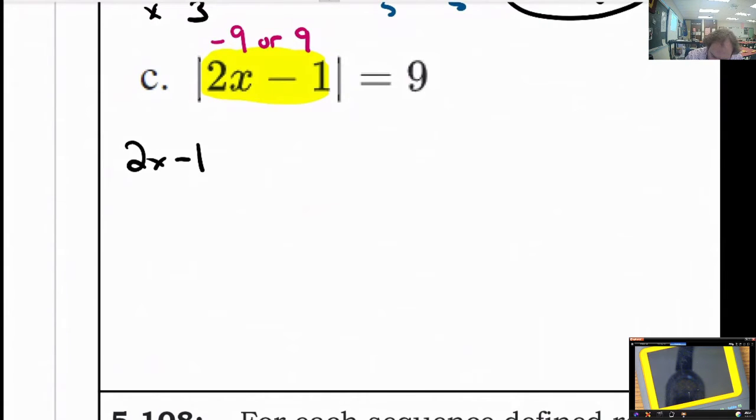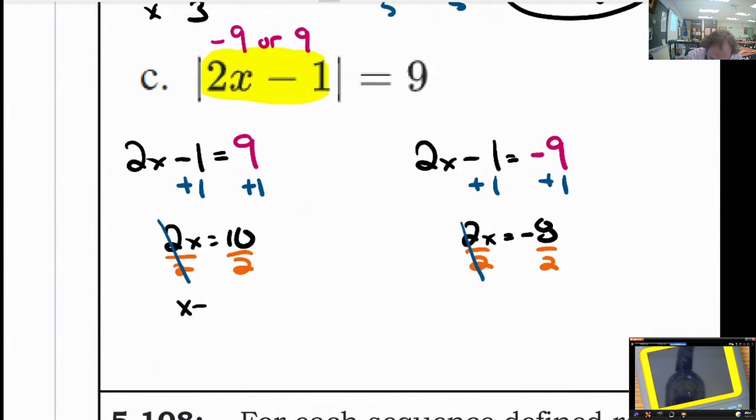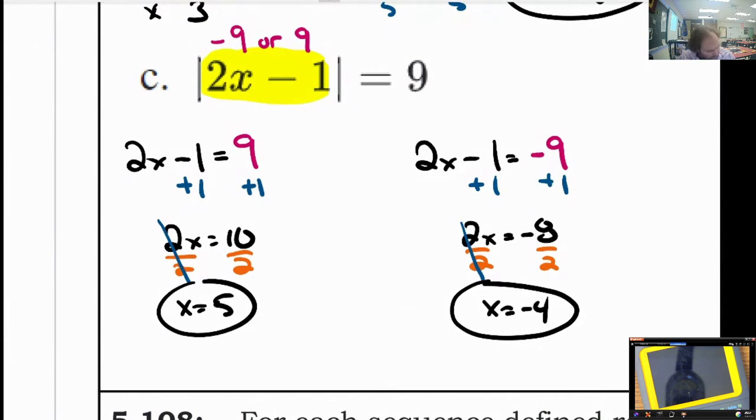We're going to take 2x minus 1, and we're going to write it down 2 times, put an equal sign after both of them. One of them equals 9, and one of them equals negative 9. We're going to solve these problems side by side at the same time because they involve the same steps. We'll start by adding 1 to both sides in both equations. We'll get 2x equals 10, and 2x equals negative 8. And then we will divide by 2 on both sides, which cancels the 2 out and leaves us with x equals 5, or x equals negative 4. Those are our two possible solutions. There we go.